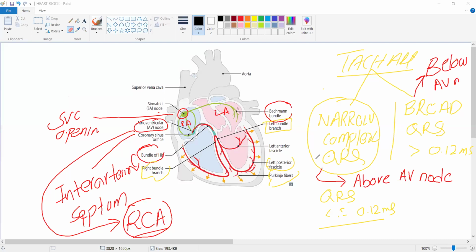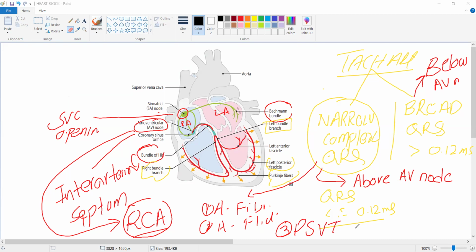So the narrow complex QRS tachycardias include atrial fibrillation, atrial flutter, paroxysmal supraventricular tachycardia, or multifocal atrial tachycardia. While the broad complex QRS tachycardias include VT, ventricular tachycardia, VFib, ventricular fibrillation, and torsades de pointes.